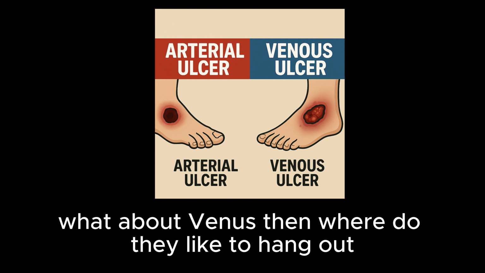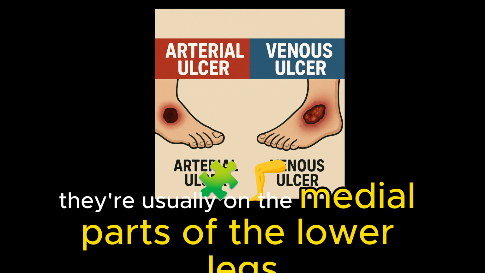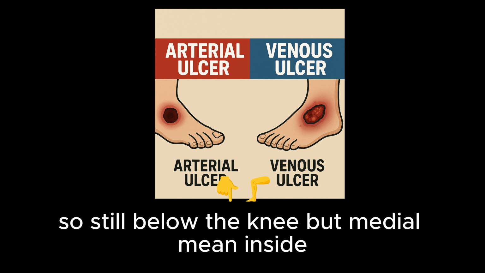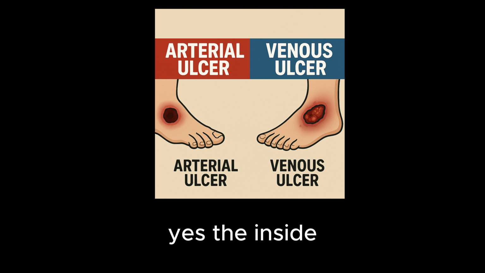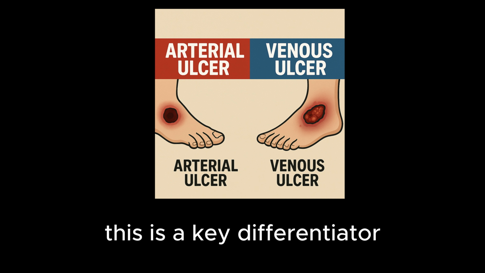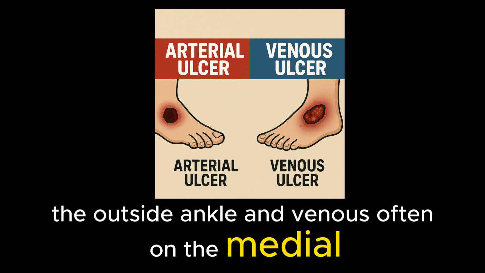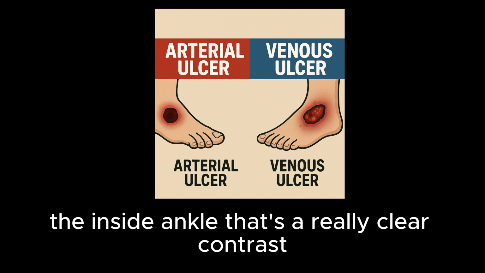What about venous then? Where do they like to hang out? Different neighborhood. They're usually on the medial parts of the lower legs, so still below the knee, but medial means inside. Yes, the inside. The most common location, a key differentiator, is the medial malleolus region. So the inside of the ankle area. Exactly. So think arterial often on the lateral, the outside ankle, and venous often on the medial, the inside ankle. That's a really clear contrast.